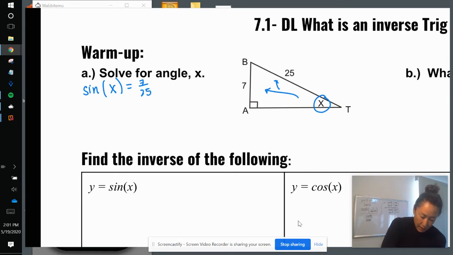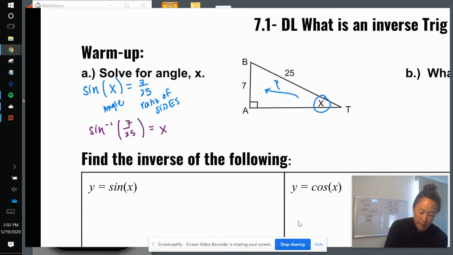Okay, so remember that x is the angle as your input, and the output is the ratio of sides. So how do we undo this equation to get the angle by itself? I'm going to use the sine inverse. The sine inverse of 7 over 25 is equal to x. So the ratio of sides is the input and the angle is the output.